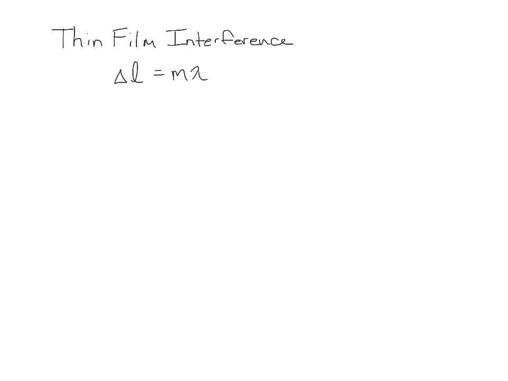Lambda is the wavelength of that light, and m is going to represent either a whole number of wavelengths or a half number of wavelengths. As always, if m is a whole number, that will represent constructive interference, and if m is a half number, that will represent destructive interference.